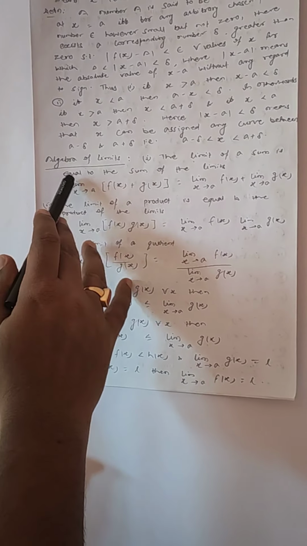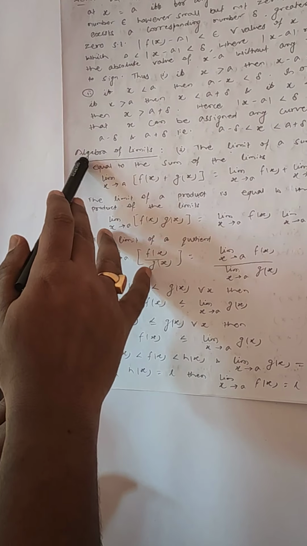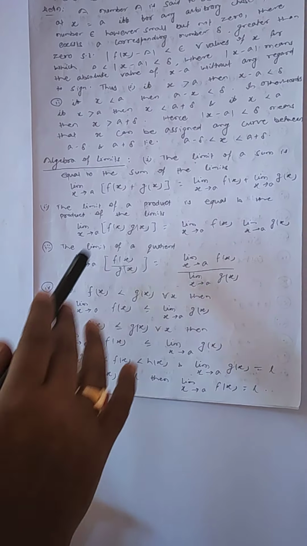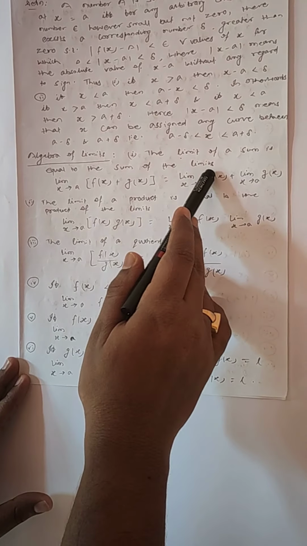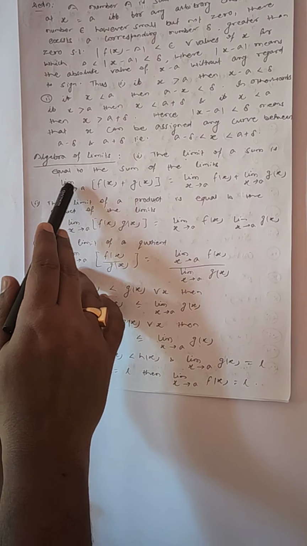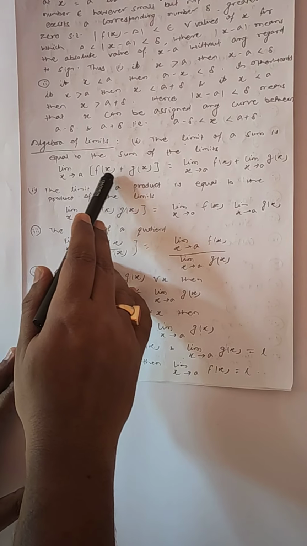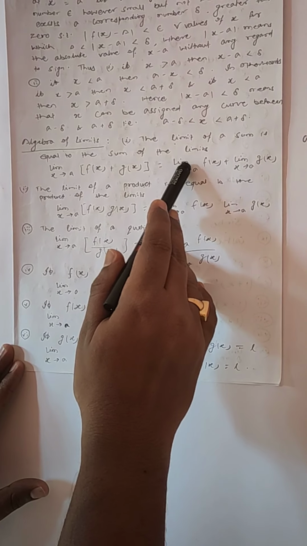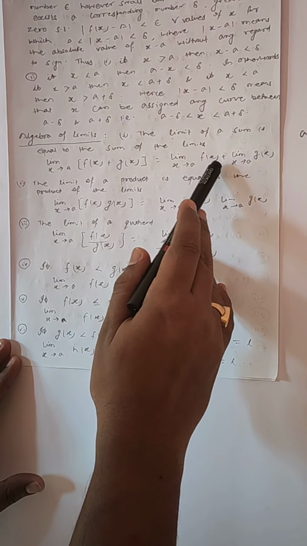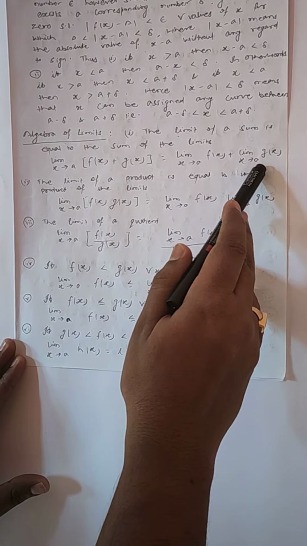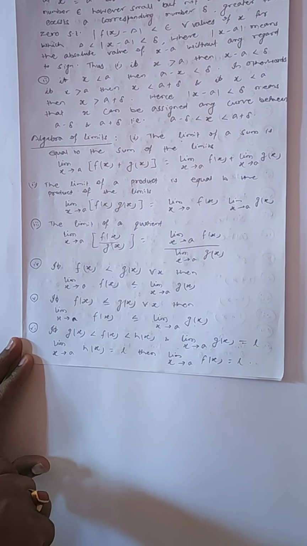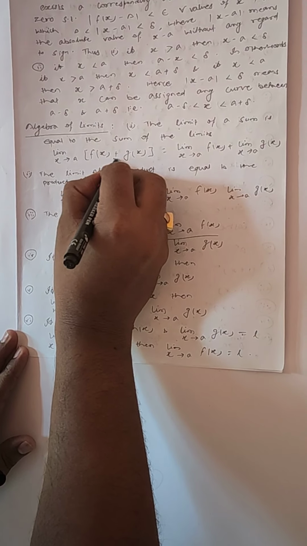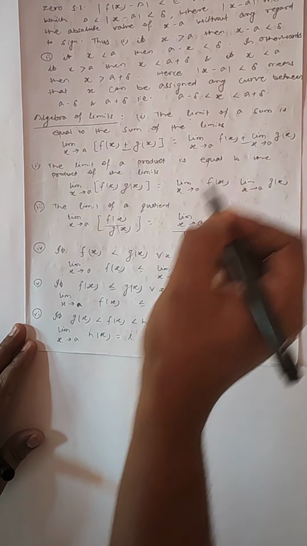Now, how can we use limits over algebraic operations? First is addition. The limit of a sum is equal to the sum of the limits. If we write limit x tends to a of f of x plus g of x, this will be limit x tends to a of f of x plus limit x tends to a of g of x. If we write here f of x minus g of x, then it gives us the negative form.